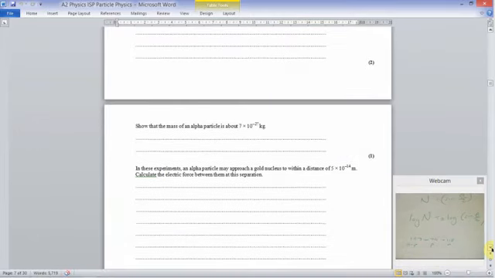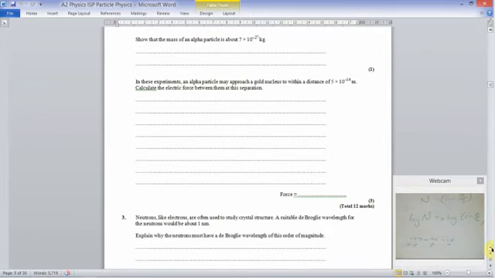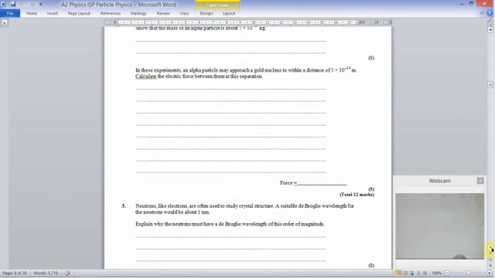In these experiments, an alpha particle may approach a gold nucleus to within a distance of 5 times 10 to the minus 14. Calculate the electric force between them at this separation. Okay, so electric force, Coulomb's law, straight away. I remember saying a few times this is related to Coulomb's law. You've got kQ1Q2 over r squared. You know your k is a constant. You know your Q1 and your Q2.